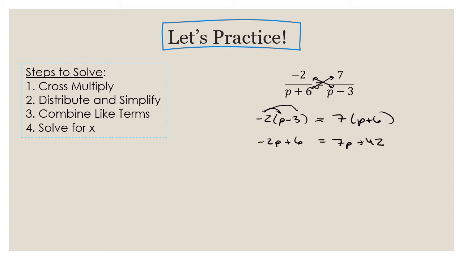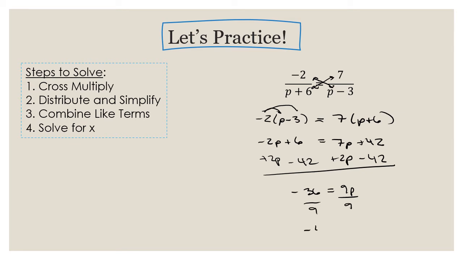Now, step 3, combine like terms. Now I can't just directly combine because they're on opposite sides of the equation, so I've actually got to move them. So I'm going to do the opposite. I'm going to move 2p over here, and I'm going to subtract 42. You could have moved 7p this way and 6 that way. It doesn't matter. 6 minus 42 is going to give me negative 36. And then 7p plus 2p is going to give me 9p. Divide both sides by 9, and I get p equals negative 4.